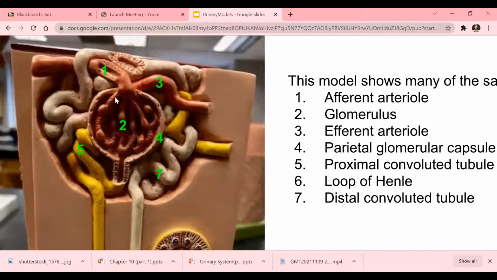In this picture, you can see the glomerulus and the Bowman's capsule around. The Bowman's capsule has two layers. One layer attached to the glomerulus, we call it visceral layer, and the cells are called podocyte. One layer is located outside, we call it parietal layer, and this layer is composed of simple squamous epithelium.